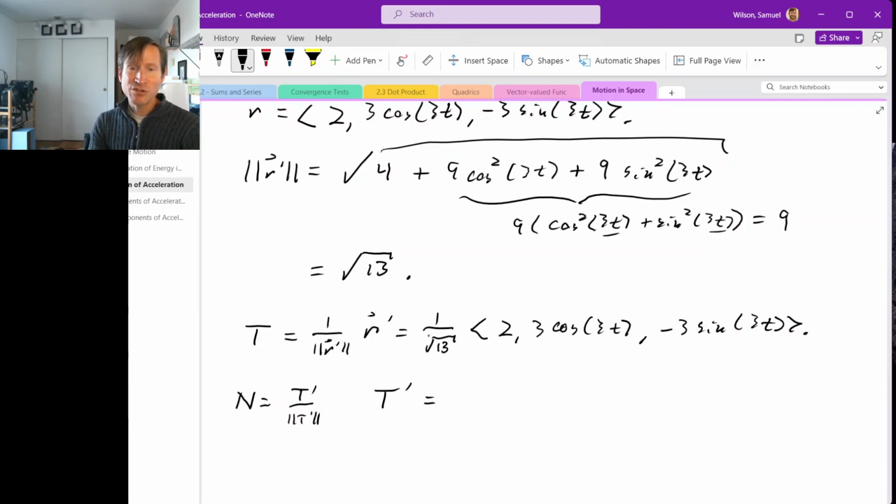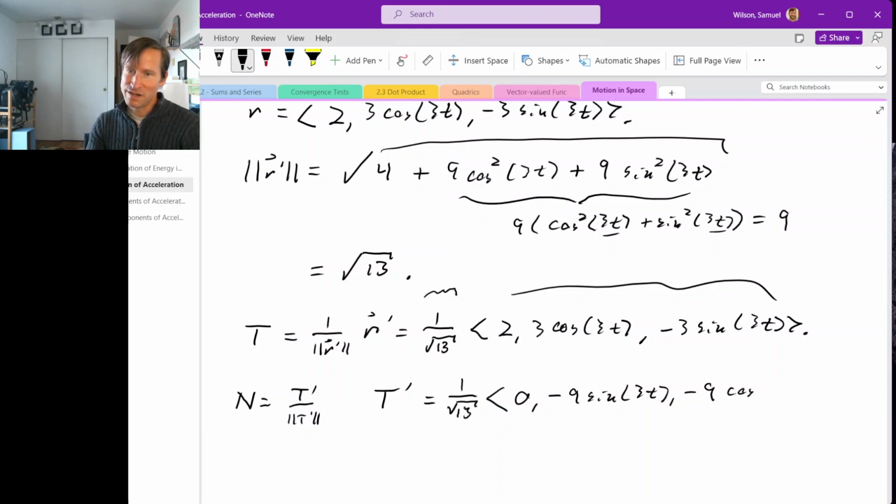Fortunately, in general, calculating a unit normal is very annoying because the scalar part in front of your unit tangent vector is in general a function of t, and so when you take the derivative of this, you get some big mess. But fortunately, in this case, it's a constant, so we can just move the constant outside of our derivative and then differentiate this remaining vector part. So we get 0, comma, minus 9 sine 3t, comma, minus 9 cosine 3t.